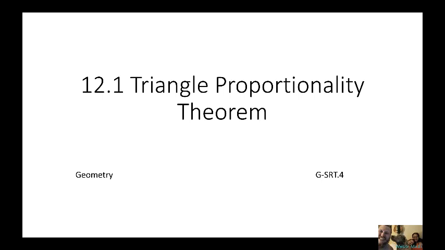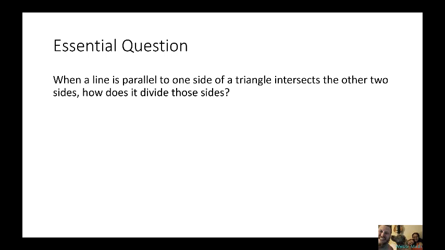12.1, Triangle Proportionality Theorem, Geometry. Essential question: when a line parallel to one side of a triangle intersects the other two sides, how does it divide those sides?